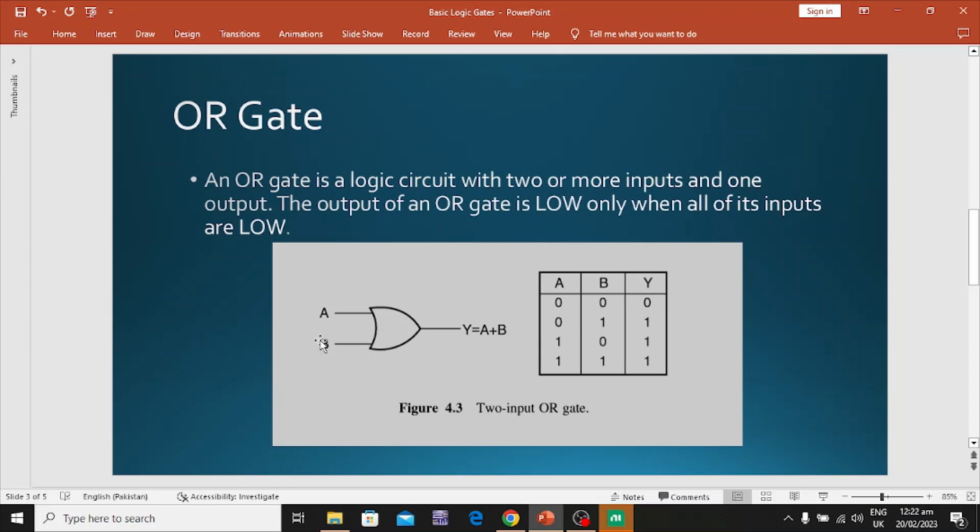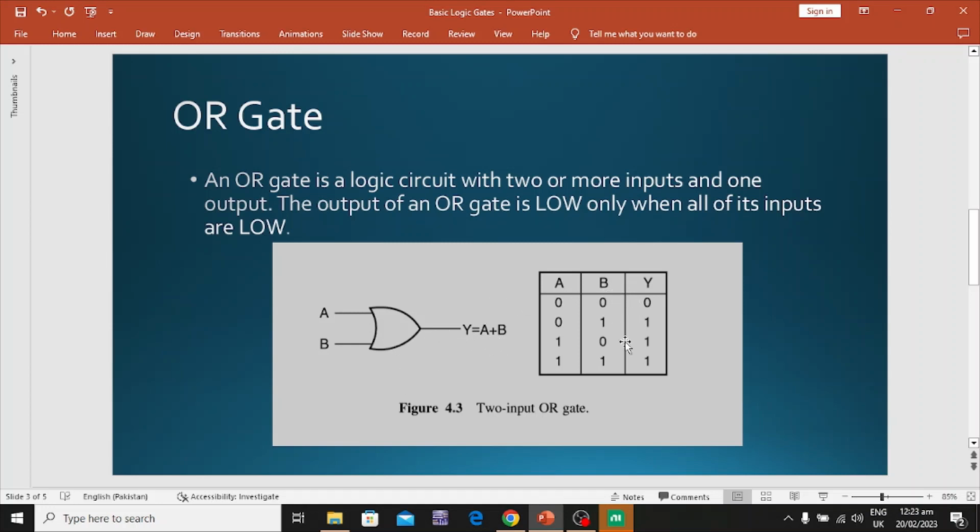The symbol shows that there are two inputs in the OR gate, input A and input B, and then this is the logic system. Our inputs go through this system, and we get a result here in the form of Y, the output. And what operation is performed here? The operation is A plus B, which is read as A OR B, and we are ORing A and B and getting our output result.